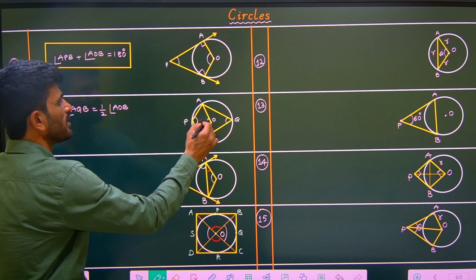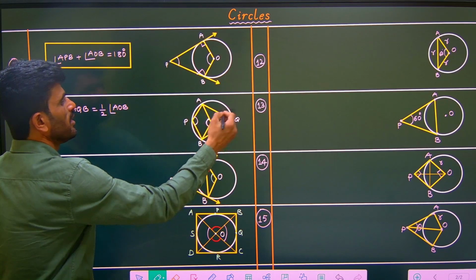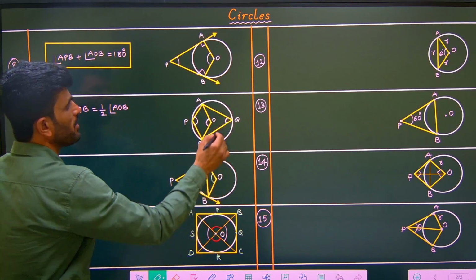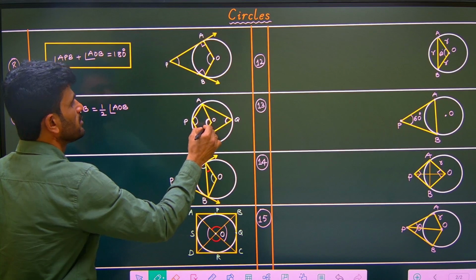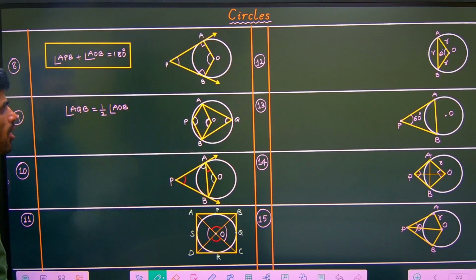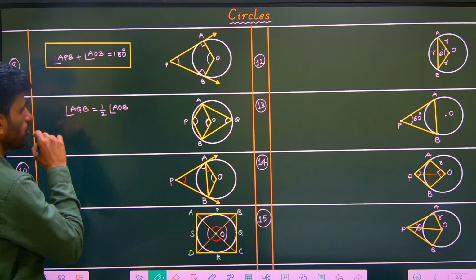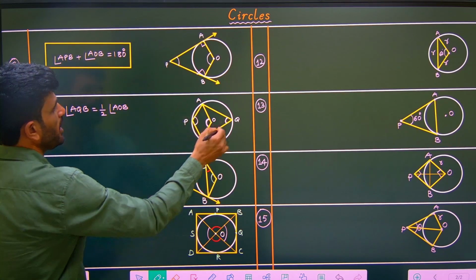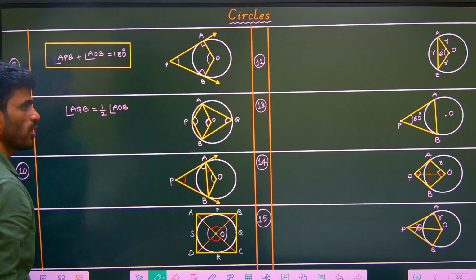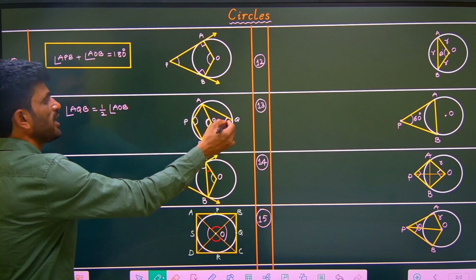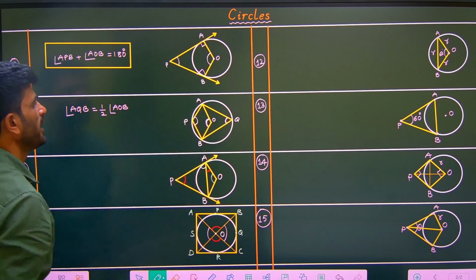This is at the center and this is at the remaining part of the circle. Then what happens? This angle will be half of this. So angle AQB is equal to half of angle AOB. This point we have to remember, as well as one more. You know, APBQ is a cyclic quadrilateral. So if you know AQB, we can also find APB.